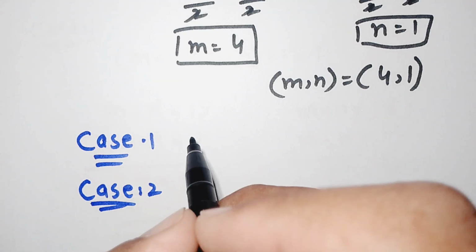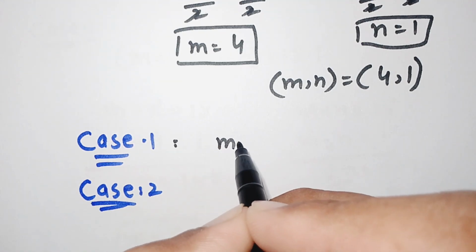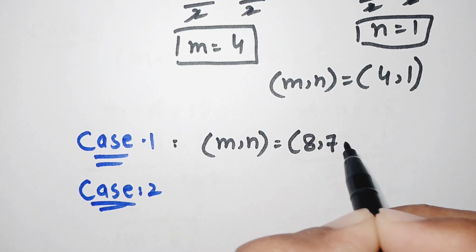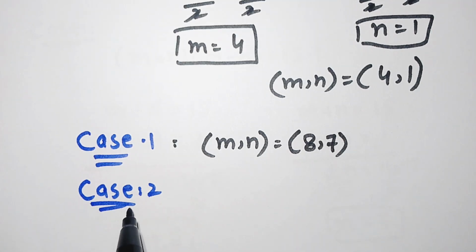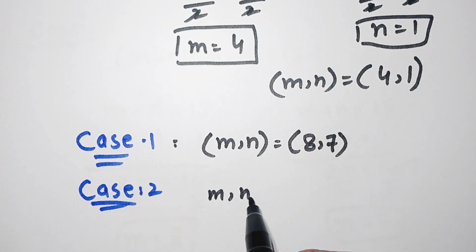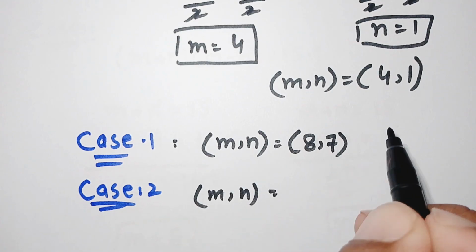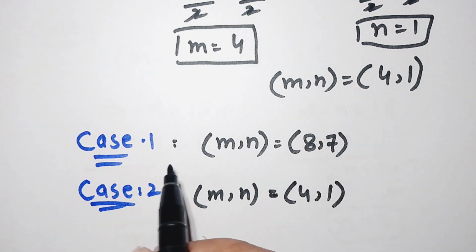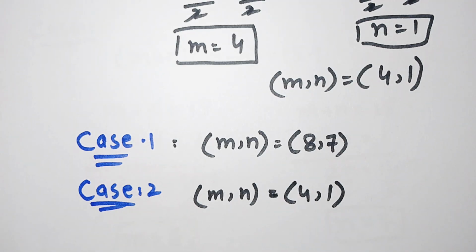So from case number first, the value of m and n is 8 and 7, and from case number second, the value of m and n is 4 and 1. So these are the possible answers of this interesting question. Now we have to check our answer, whether these values are correct or not.